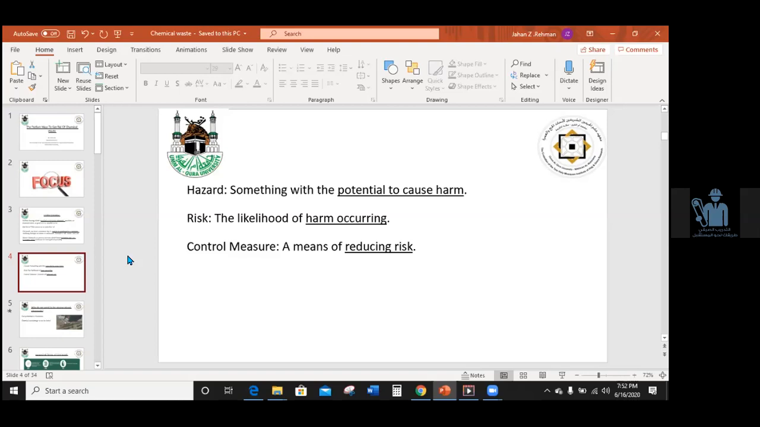A control measure means a way to reduce risk. Every laboratory, every facility, academic laboratory or any other kind of laboratory, chemistry laboratory, biological laboratory, has its particular control measures, and we will look into it later, inshallah, in the same presentation.